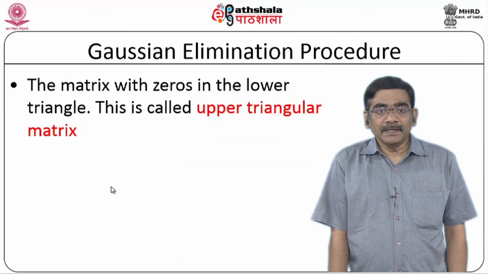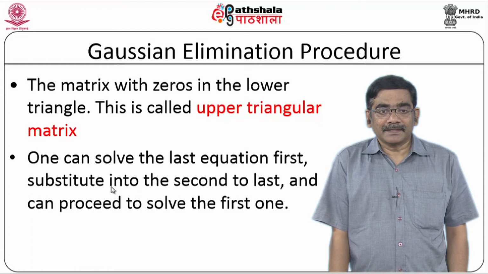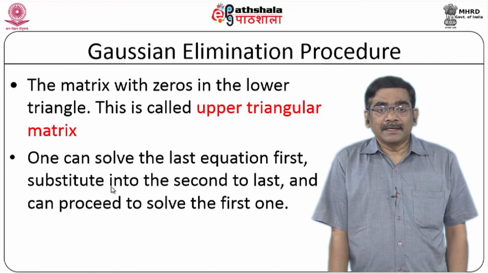So, what is the procedure? The procedure is going to be very simple. We are interested in finding the upper triangular matrix. An upper triangular matrix is a matrix where we have zeros in the lower triangle of the matrix. Once we have this, we solve the last equation and substitute that value into the equation that comes before it, and the process is continued till the first equation is solved.